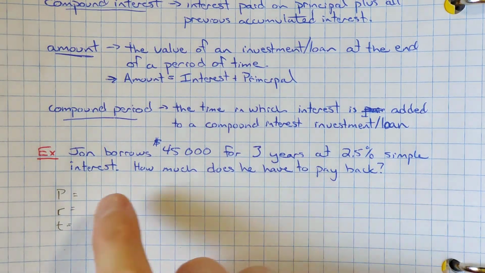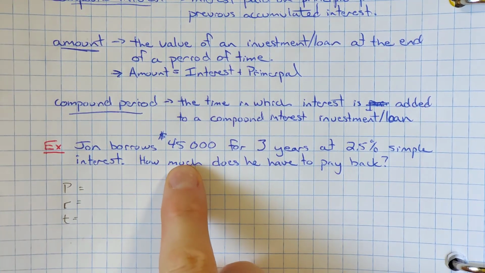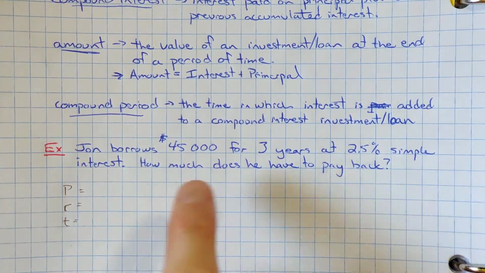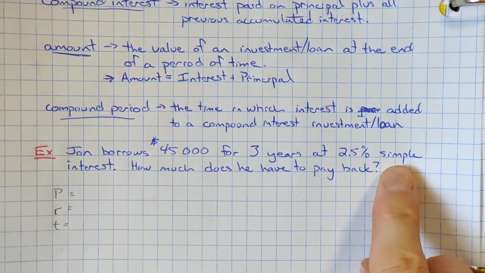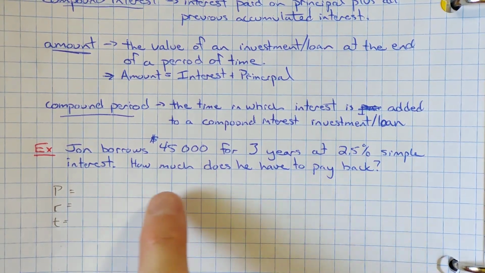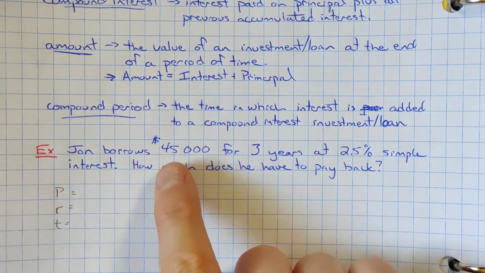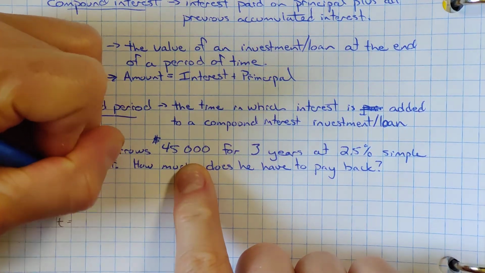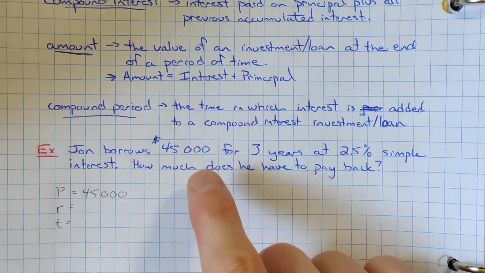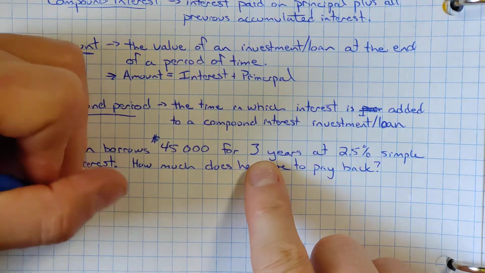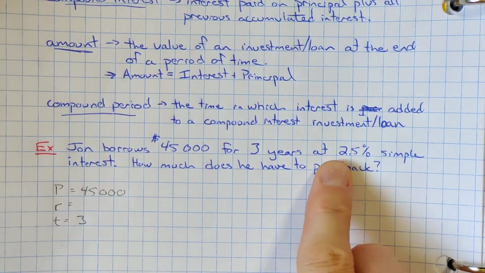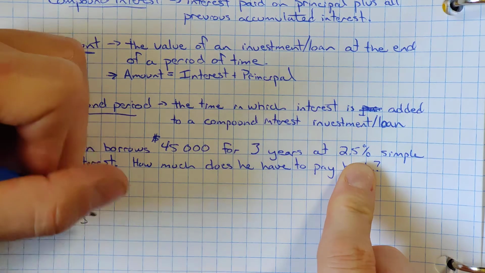What's the principal? So John borrows $45,000 for 3 years at 2.5% simple interest. Note that when you read these questions, it says simple or compound interest, and here he's paying simple interest. How much does he have to pay back? So he borrowed $45,000. That's his principal, the initial amount of money that he borrowed. The 3 years, that's the time frame that we're working with. And it's at 2.5%, and that's 2.5% a year.